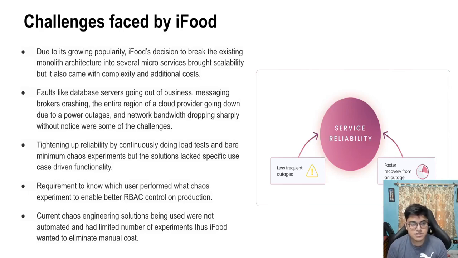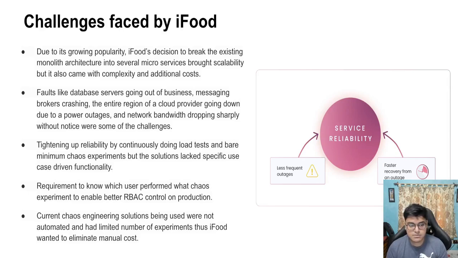Faults like database services going out of business, message brokers crashing, the entire region of a cloud provider going down due to different kinds of outages, and network bandwidth dropping without notice were definitely some of the challenges. These are examples of different outages that might happen to your systems and your applications. So these were some of the major problems that iFood was facing in Latin America. They wanted to mitigate these challenges because their user base was growing, and they wanted to give them seamless access to their delivery platform.